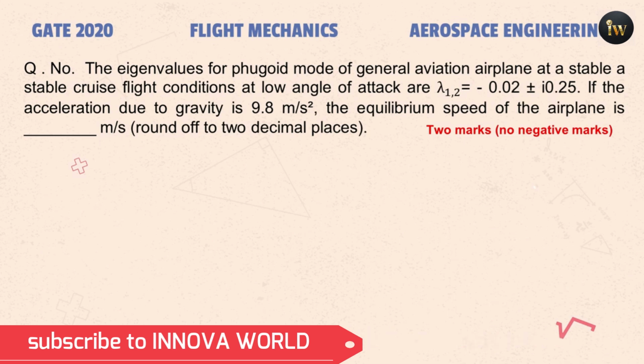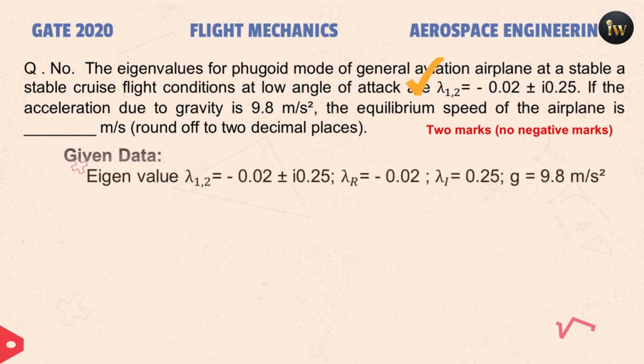Let's see the solution. We'll see the given data first, that is lambda, the characteristic values, minus 0.02 plus and minus 0.25 i. From there we can separate the real eigenvalue and the imaginary eigenvalue: the imaginary eigenvalue is lambda I and the real eigenvalue is lambda R.